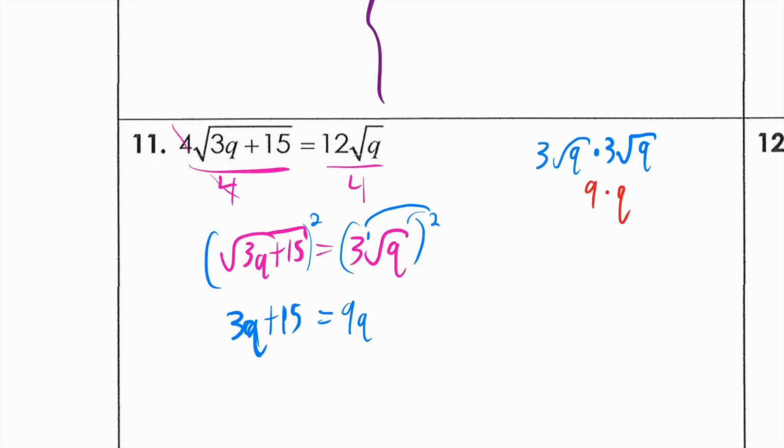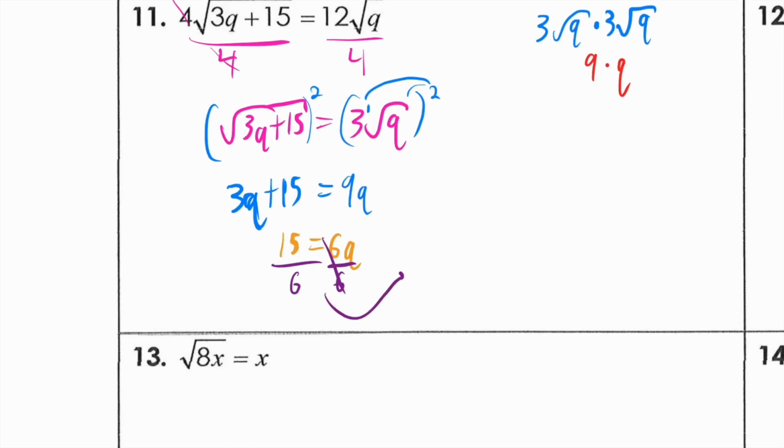We'll subtract 3q from both sides to get the q's all together and away from the numbers. So I'll get 15 equals 6q. And then if I divide both sides by 6, I end up getting a fraction or a decimal. I like to write my answers as fractions personally. So this reduces by 3, giving me 5 over 2.